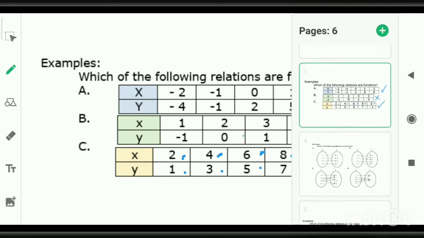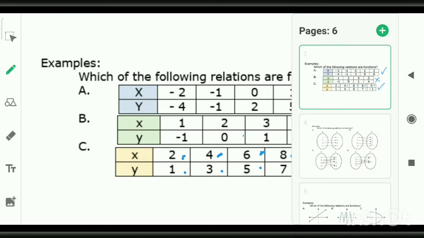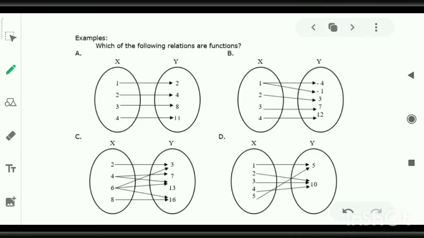Let's now proceed to the third representation of a function, which are the mapping diagrams. Now, for mapping diagrams, you have here two circles which are connected by arrows. So these arrows show which two elements are connected from the set of the domain, which is x, and the set of our range, which is represented by y.